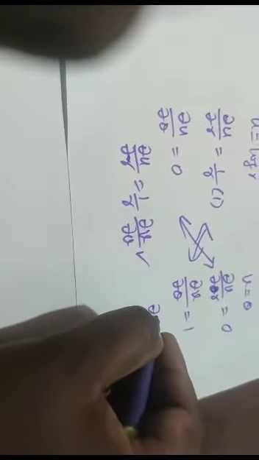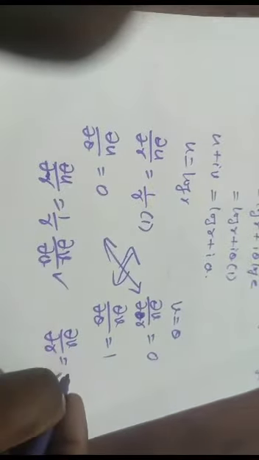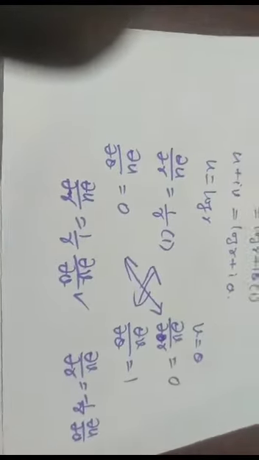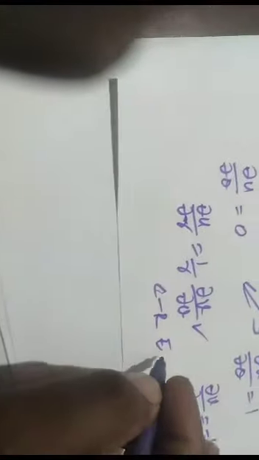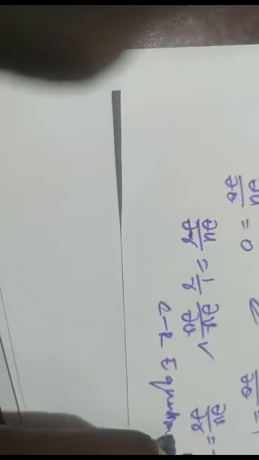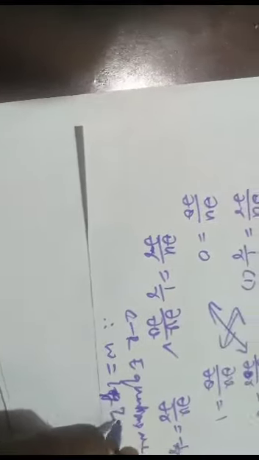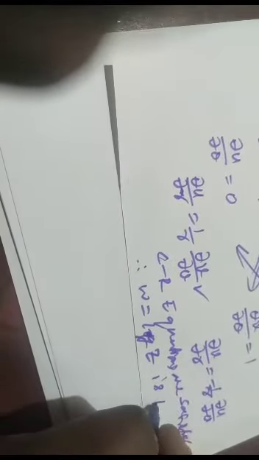Here both are 0. That is dou v by dou r equal to minus 1 by r times dou u by dou theta. If we substitute 0 for both, 0 equals 0. Now the CR equations are satisfied. Therefore, w equal to log z is an analytic function.